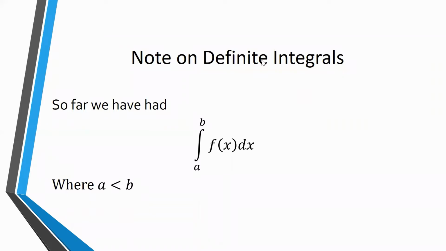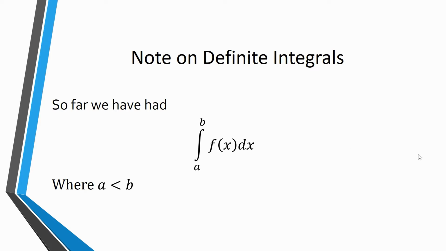One other note I wanted to mention about definite integrals is that so far we have always had our definite integrals evaluated where a is the lower number and b is the higher number. If this is the case, then we're calculating the signed area. That means all of the area above the x-axis is counted as positive, and all of the area below the x-axis is counted as negative. That's traditionally how we do things.